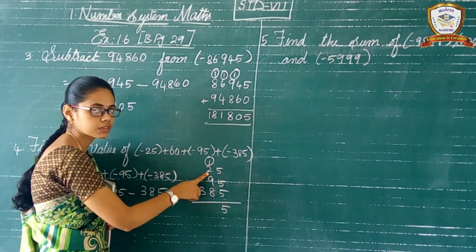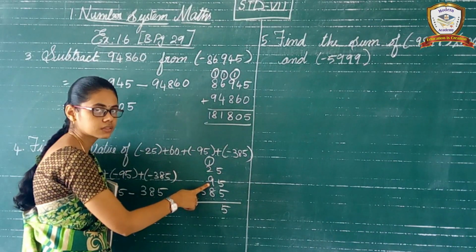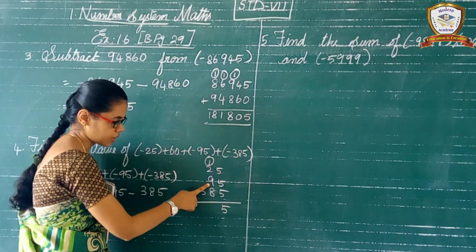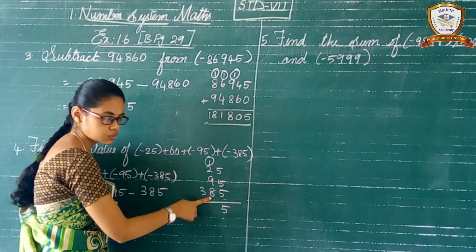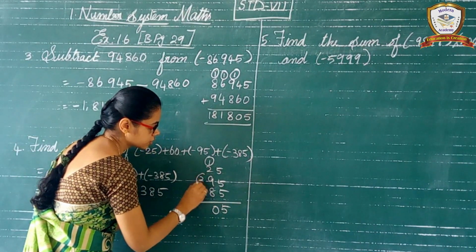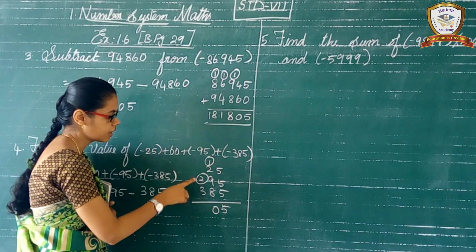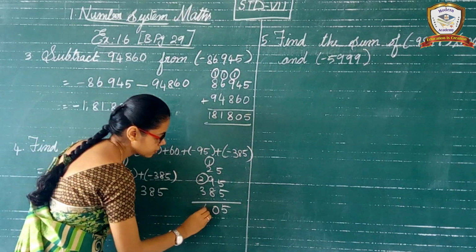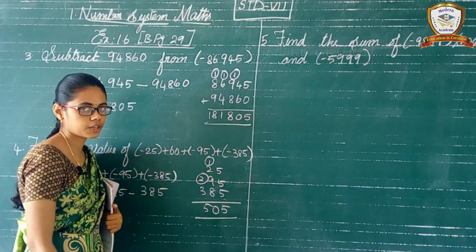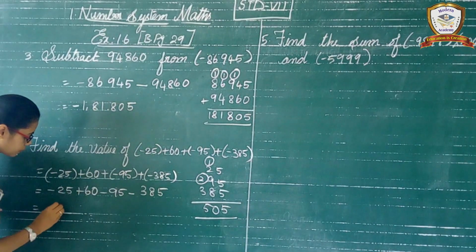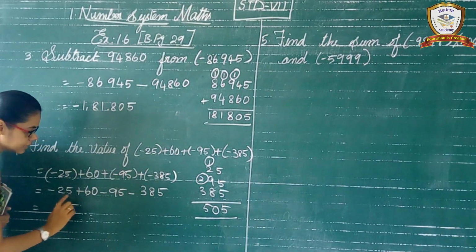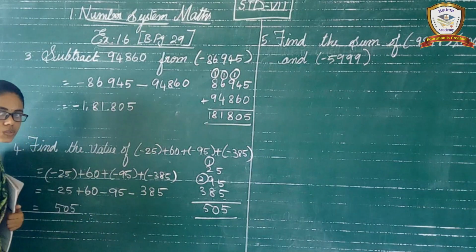1 plus 2, 3, 3 plus 9, 12, 12 plus 8, 20, and 2 carry goes to the next number. Clear? 2 plus 3, 5. So 505. Okay. So 505, and these three numbers, which one is the biggest one?